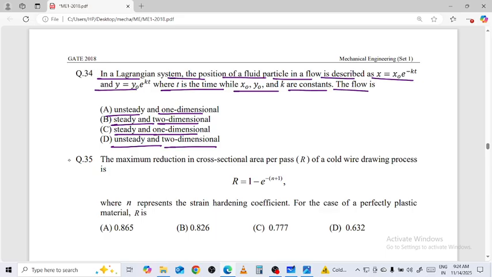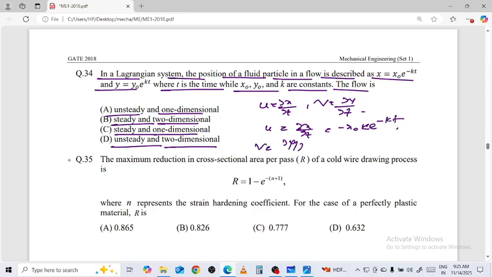देखो हमको पता है u is equal to del x by del t and v is equal to del y by del t, right? So u is equal to del x by del t, x naught, sorry, k e की power minus kt, and v is equal to del y by del t, which is k y naught e की power kt, right? Up to the mark over here.